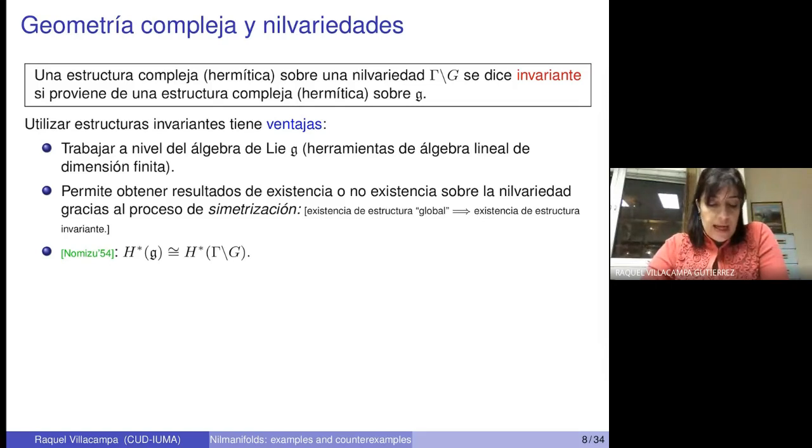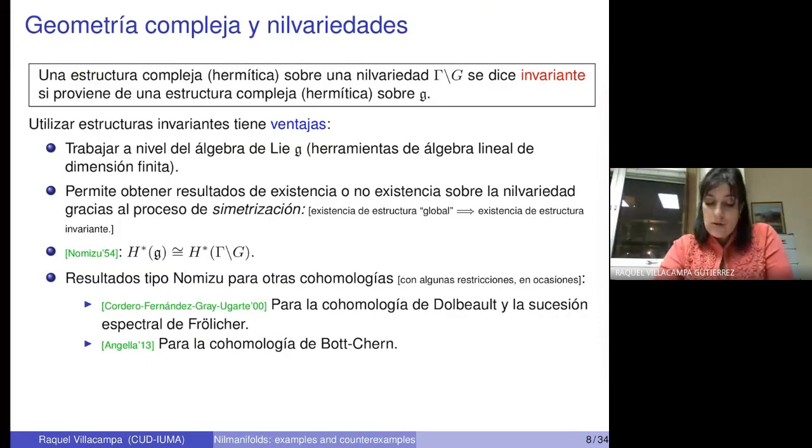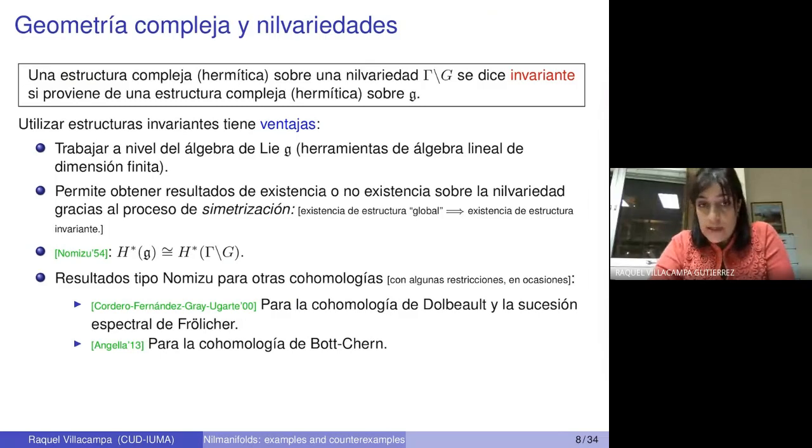Also, this result of Nomizu is very important and is the following. It says that the de Rham cohomology of the nilmanifold can be computed at the Lie algebra level because it is isomorphic to the Chevalley-Eilenberg cohomology of the Lie algebra. Moreover, there are similar results of this Nomizu theorem for other cohomologies, complex cohomologies, for instance, for the Dolbeault cohomology, for the Frölicher spectral sequence, for the Bott-Chern cohomology, and so on.